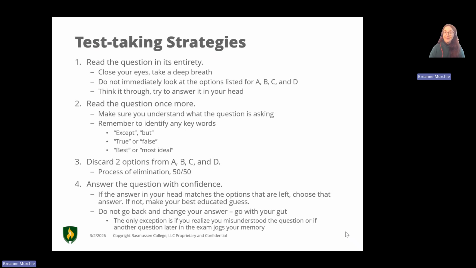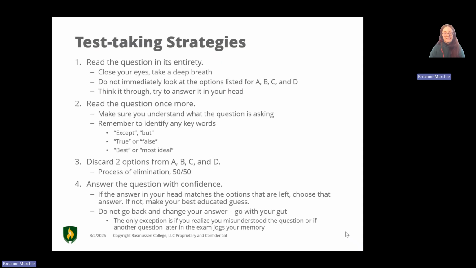Second step is read it again, and I mean it. Make sure that you understand what the question is asking. Remember to identify any of those key words. Third step is to discard 2 of your options from A, B, C, and D using your process of elimination. Try to identify the answers that are listed that do not fit what the question is asking. That way you can get down to a 50-50. That is going to be statistically a better shot of you answering the question correctly. Even if you're guessing, it's a better shot at guessing correctly.